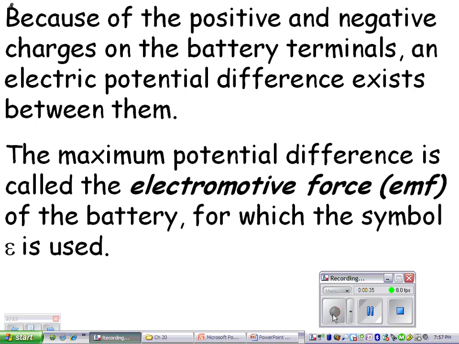Because of the positive and negative charges on the battery terminals, an electric potential difference exists between them. The maximum potential difference is called the electromotive force, the EMF, of the battery, for which the symbol E is used. You'll also see it interchanged with capital V, potential difference, but you'll also see this term electromotive force.